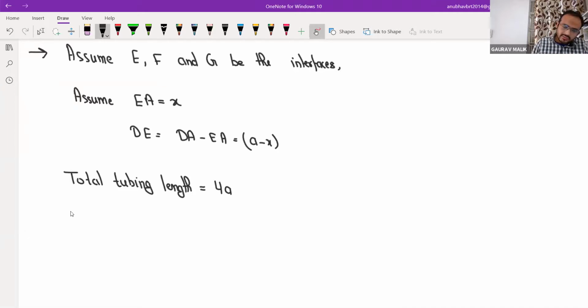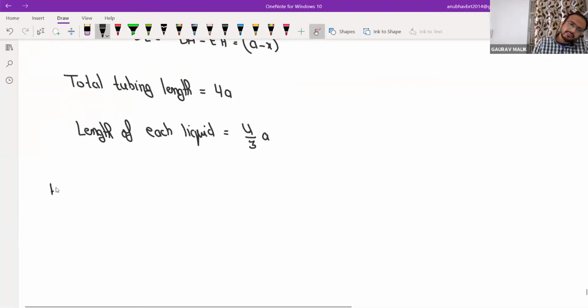So the length of each liquid is 4 by 3A. Length of each liquid, that is 4 by 3A.